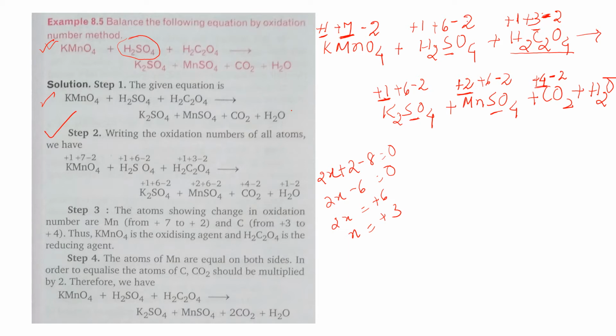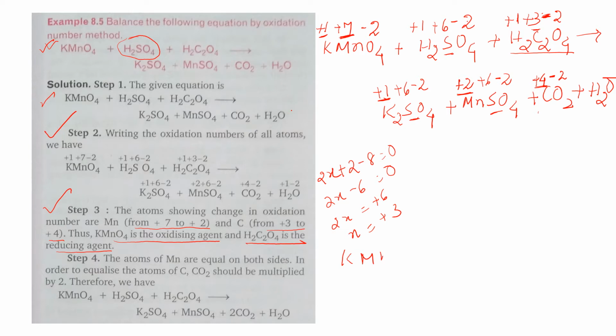Okay. So what actually are we getting? We are getting step 3, you just see. The atoms showing change in oxidation number are Mn from +7 to +2 and carbon from +3 to +4. Thus KMnO4 is the oxidizing agent and H2C2O4 is the reducing agent. So what you will do after writing this, you will write the equation in one line only, the full equation. I don't have place, that is why I have written in two lines, but write it in one line and then you write like this.